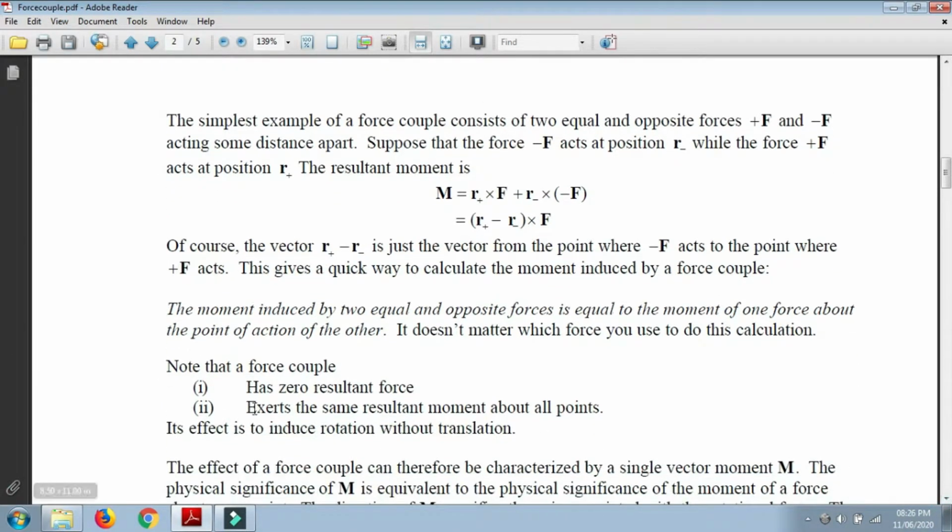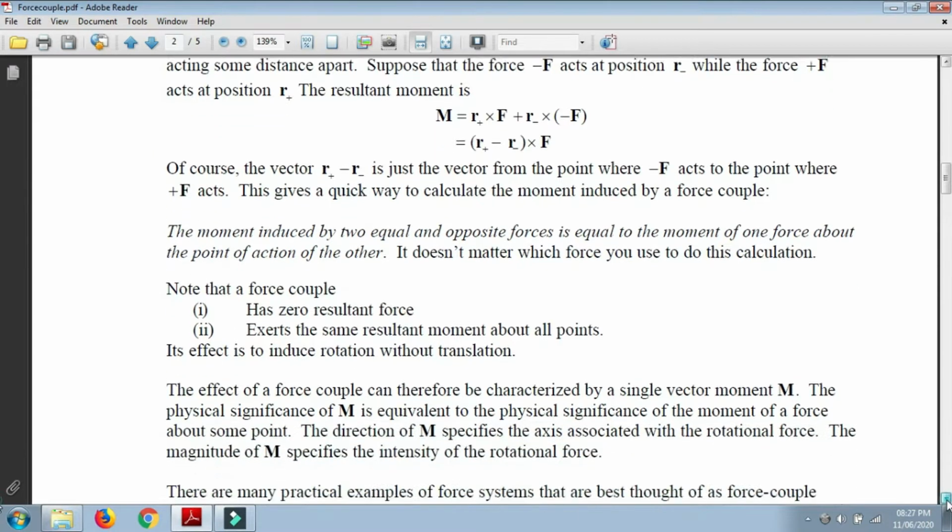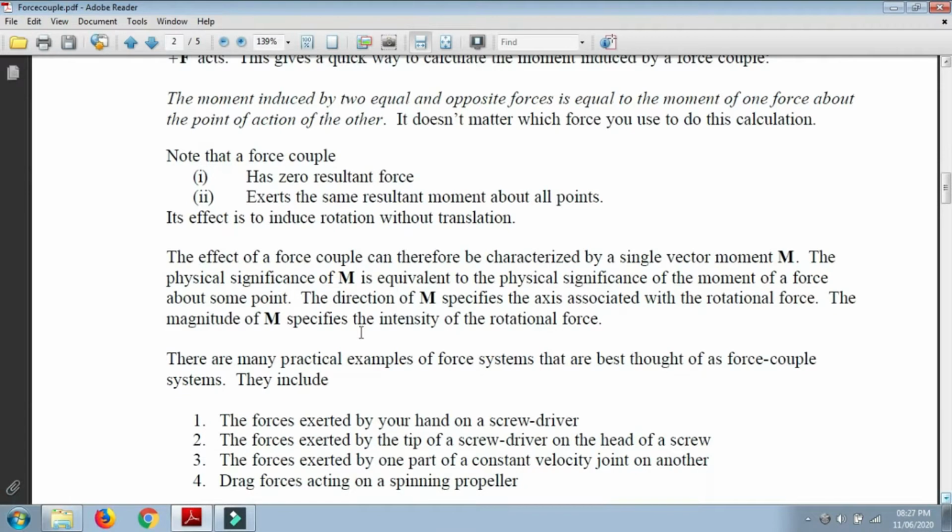Note that, very important, number one, the force couple has a zero resultant force, and number two, it exerts the same resultant moment about all points. Its effect is to induce rotation without translation. So the effect of a force couple can be characterized by a single vector moment M. The physical significance of M is equivalent to the physical significance of the moment of the force about the same point, as explained in the figure. The direction of M specifies the axis associated with the rotational act, whether it is clockwise or anti-clockwise.